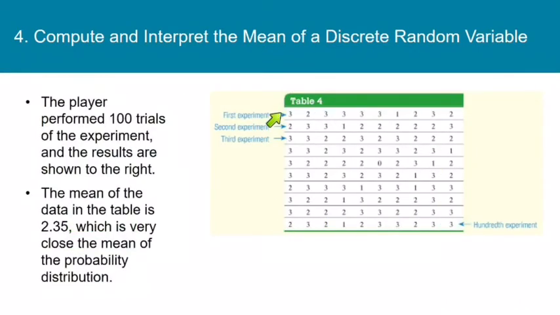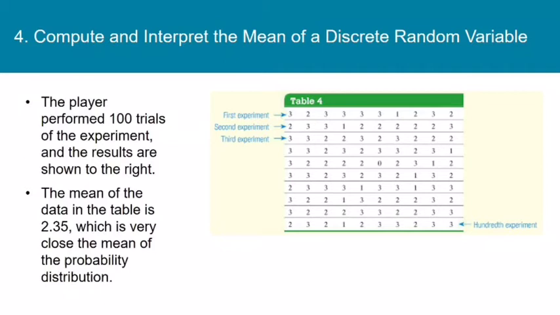Now here we have a table that contains the raw data for 100 trials of this experiment. So the basketball player took the basketball and made 100 trials of 3 free throws each. And what you're seeing here is that on the first set of 3 free throws, he made all 3 baskets. On the second time, he only got 2 of the 3. On the third time, he made all 3. And so on until the 100th time, he made all 3. Now, if we were to actually average all 100 of these numbers, we would see that the mean of this raw data is 2.35, and that's very close to the mean of the probability distribution that we found with the calculator just a minute ago.